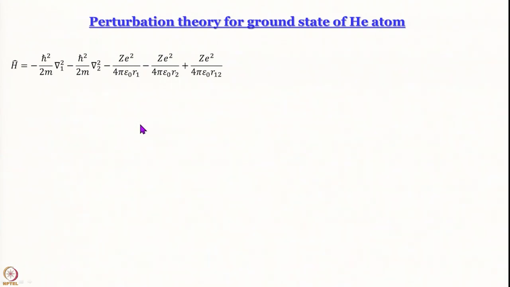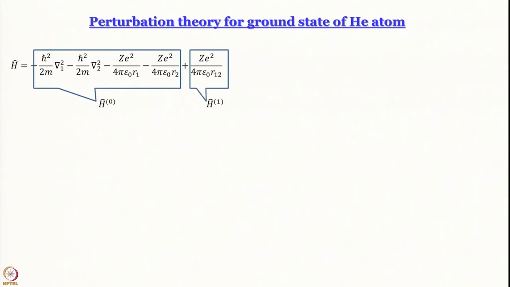I do not understand this. Why have I not written it in atomic units? I do not believe I did that after saying all that. Anyway, let us go ahead. So, this here is the zeroth order Hamiltonian. Okay. And what is z e square by 4 pi epsilon 0 r 1 2, or in atomic units z by r 1 2? That is the first order correction to Hamiltonian.